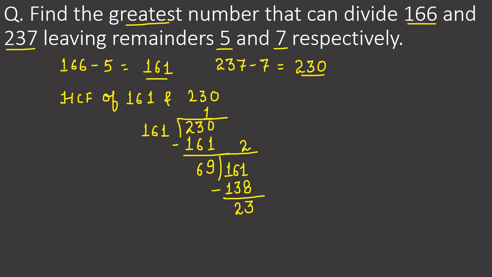Now 23 will be the divisor, and write 69 as dividend. So 23 threes are 69. Remainder is 0. Therefore, the last divisor, that is 23, will be the HCF, which means greatest number required is equal to 23.